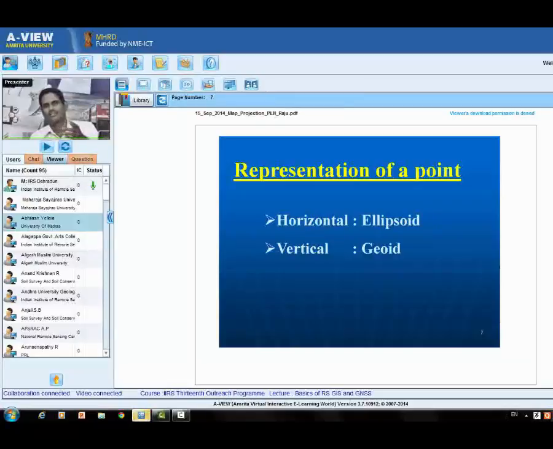If you talk about our own topographic maps, they use MSL height, height above mean sea level. What we take as the reference plane is also called a datum. So when you say datum, it is a horizontal datum or a vertical datum: the vertical datum is with reference to the geoid, and the horizontal datum is with the ellipsoid.